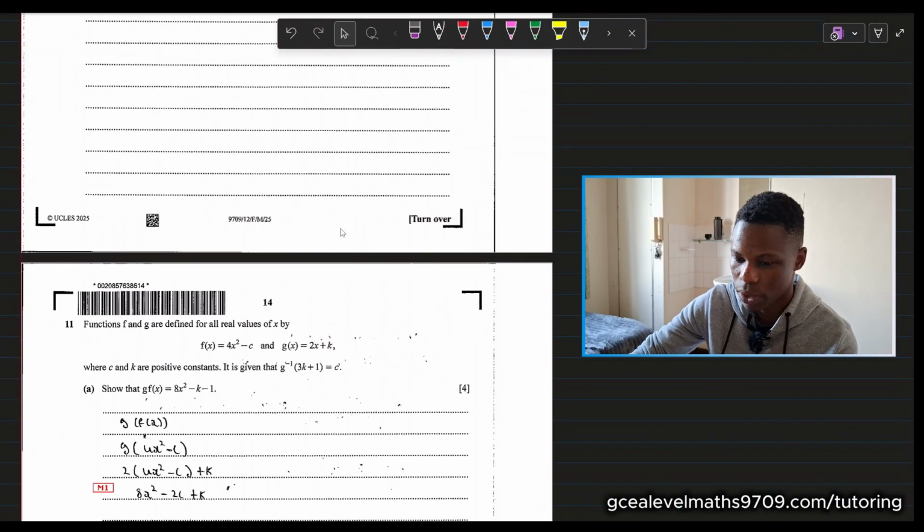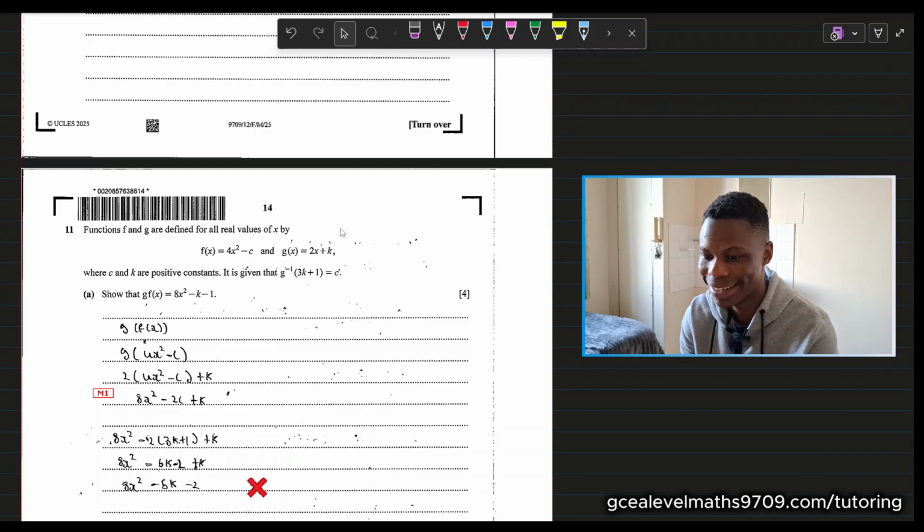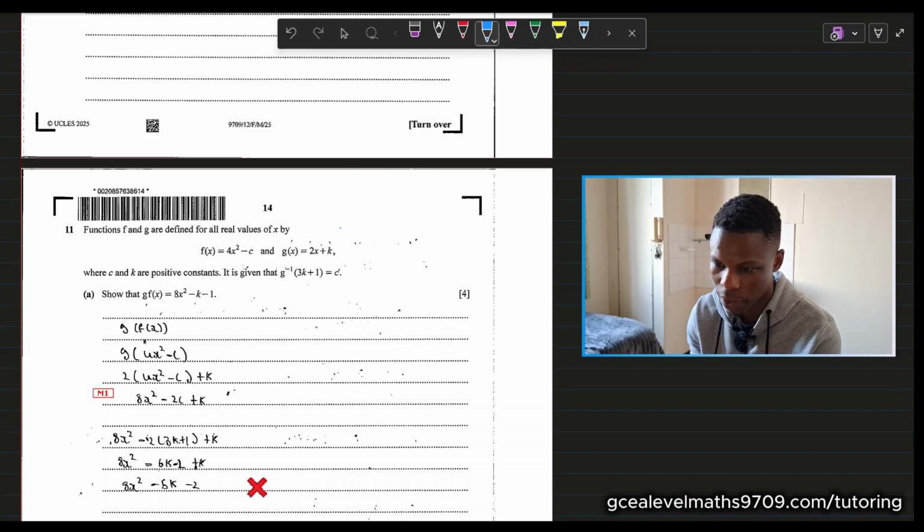Then I believe this would be the last question, and it's a functions question. Okay, so here we've got two functions, f and g, and we've got a lot of constants in here. We've got c and we've got k. Okay, no pun intended. All right, so they want us to show that gf of x is equal to 8x squared minus k minus 1.